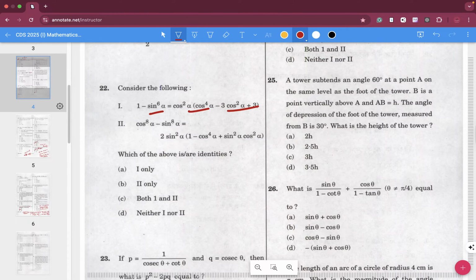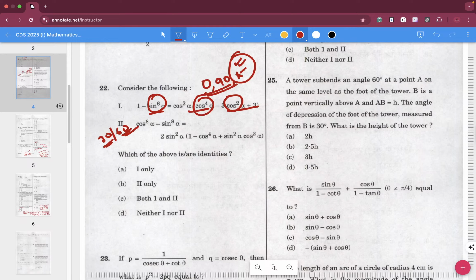For question 22, we simply put in the values of alpha. Any values, but I'm not suggesting you, in the case when you have both sine and cos, don't put the values either 0, 90 or 45. You can put 30 or 60, because at 45 it is likely to be true, but it won't be the identity. At 0 and 90, multiplication values will become 0. So to avoid that, you can take 0, 30 and 60. We picked up these two values and found out that both of these were correct.